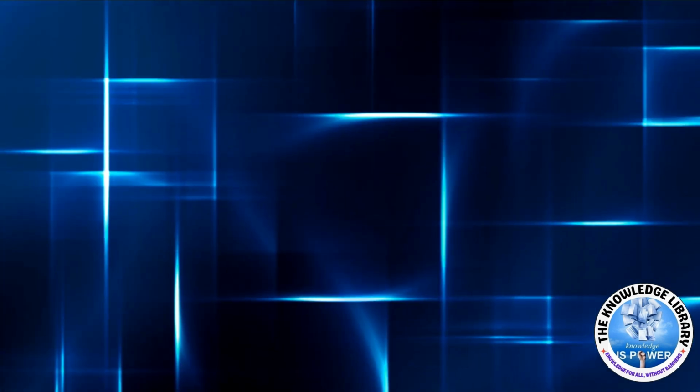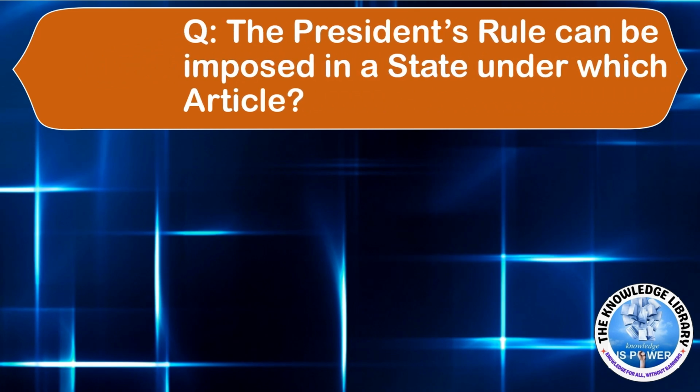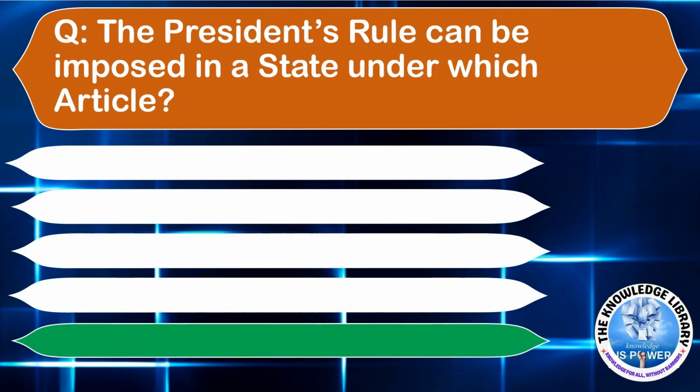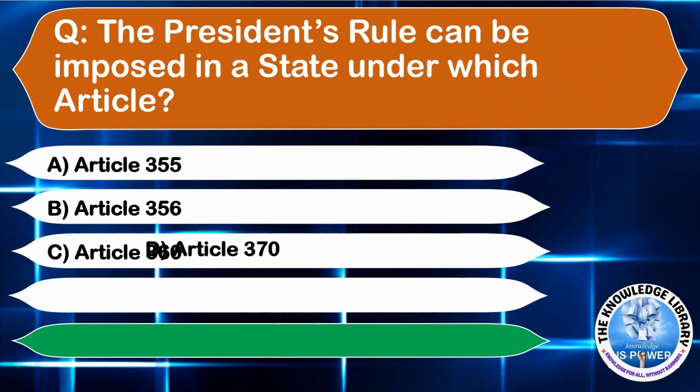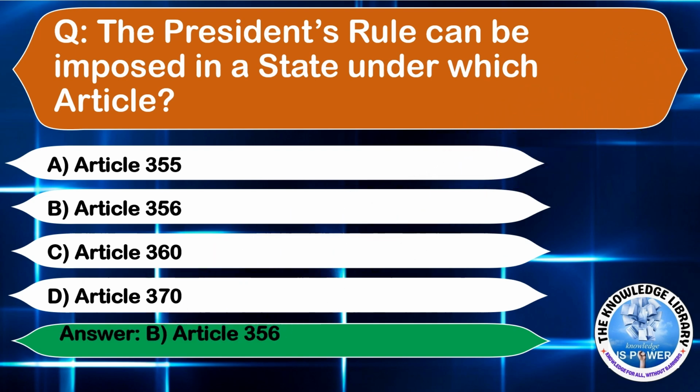The next question is, the president's rule can be imposed in a state under which article? Option A, article 355, option B, article 356, option C, article 360, option D, article 370. Correct answer is option B, article 356.